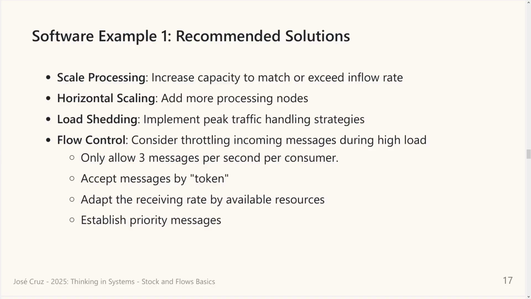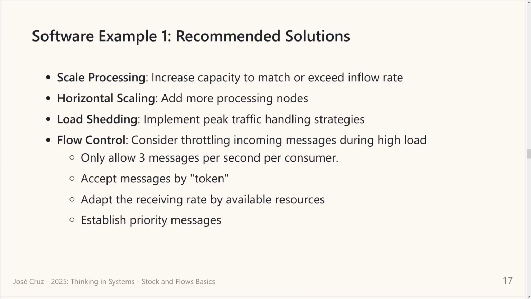And adapt the receiving rate by available resources. You can do a kind of intelligent scaling. You can say, okay, I receive everything, but if the number of threads is reaching 90% of the capacity, or the CPU, I will start to activate scenarios like accept messages by token or only allow a few messages. Rather than putting all these rules in place at the start, you can introduce them like feature toggles at runtime to control the behavior of the system.